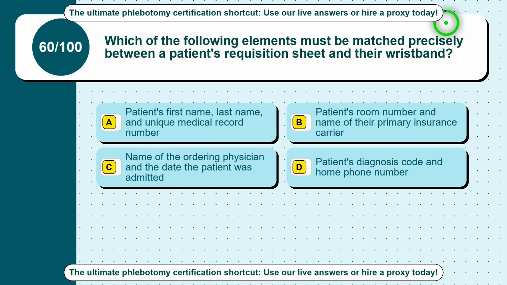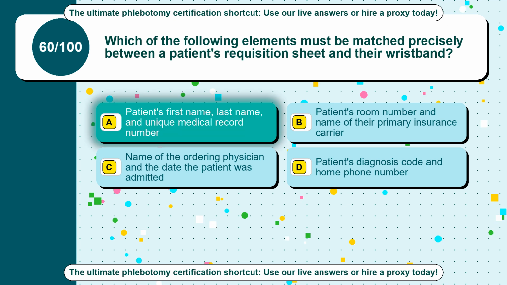Question 60. Which of the following elements must be matched precisely between a patient's requisition sheet and their wristband? Option A. Patient's first name, last name, and unique medical record number. Option B. Patient's room number and name of their primary insurance carrier. Option C. Name of the ordering physician and the date the patient was admitted. Option D. Patient's diagnosis code and home phone number.